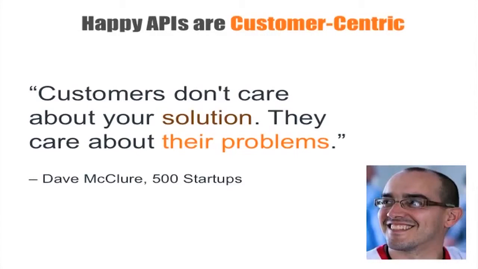So the first one comes from the guy called Dave McClure. He is a famous entrepreneur, now venture capitalist, the founder of 500 startups. So what he says is that the most important thing when you're creating a product, not just API, but any product, is to recognize that customers don't care about our solutions. Customers care about their problems.